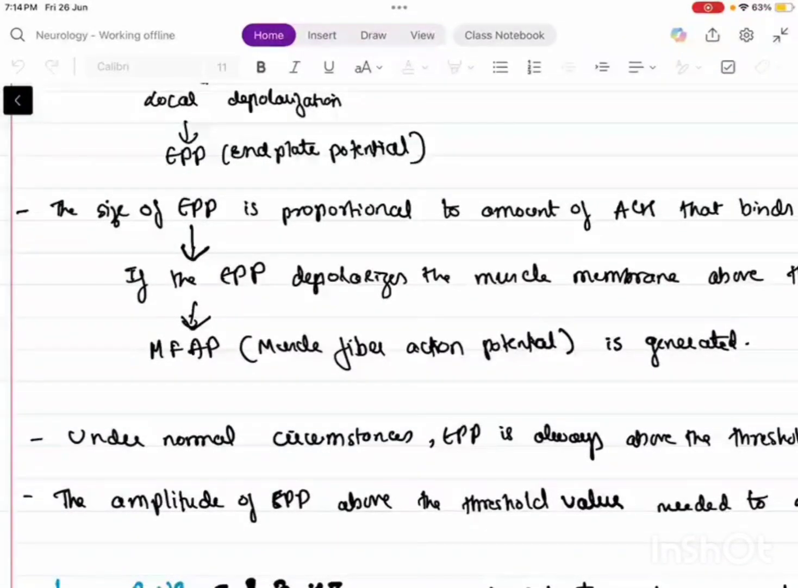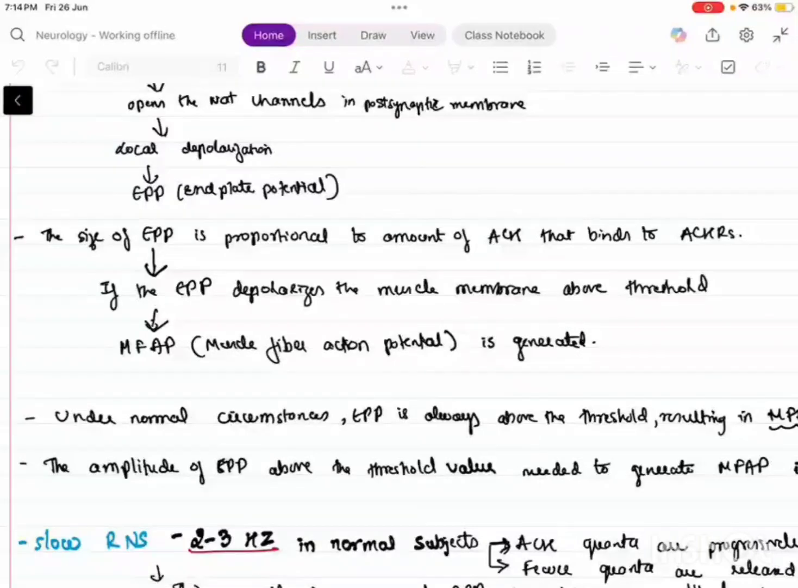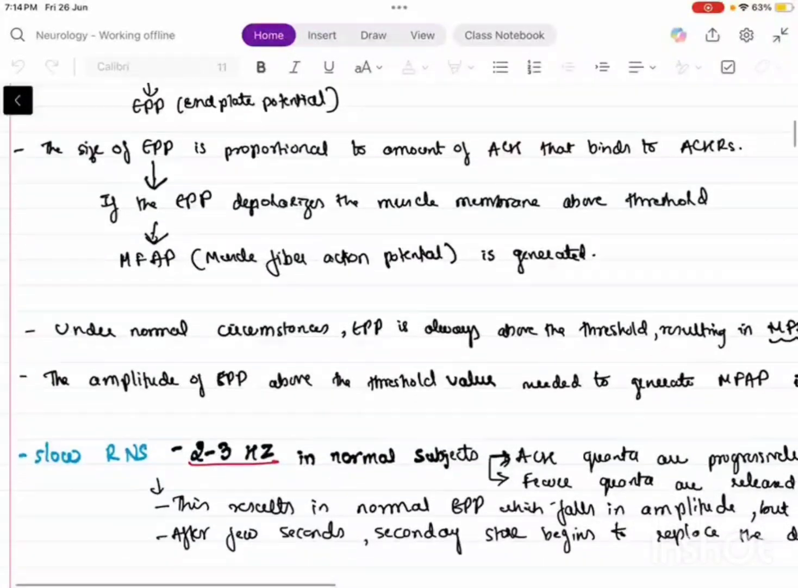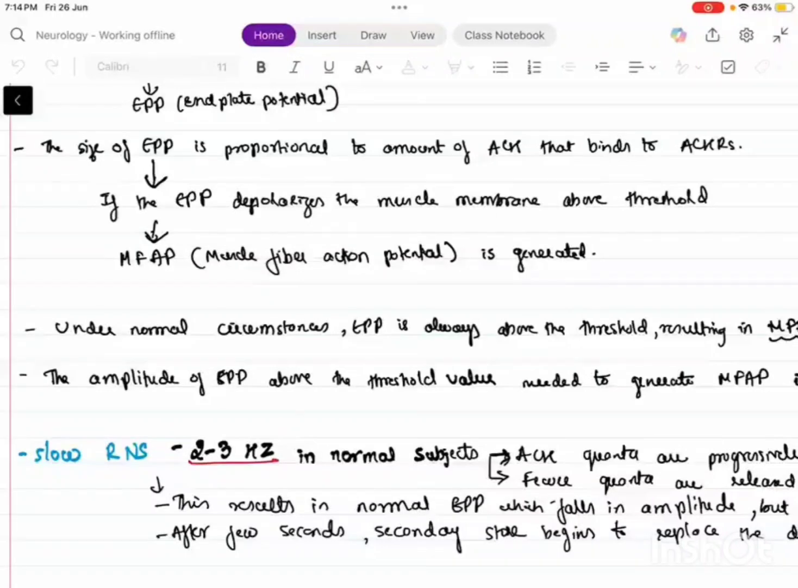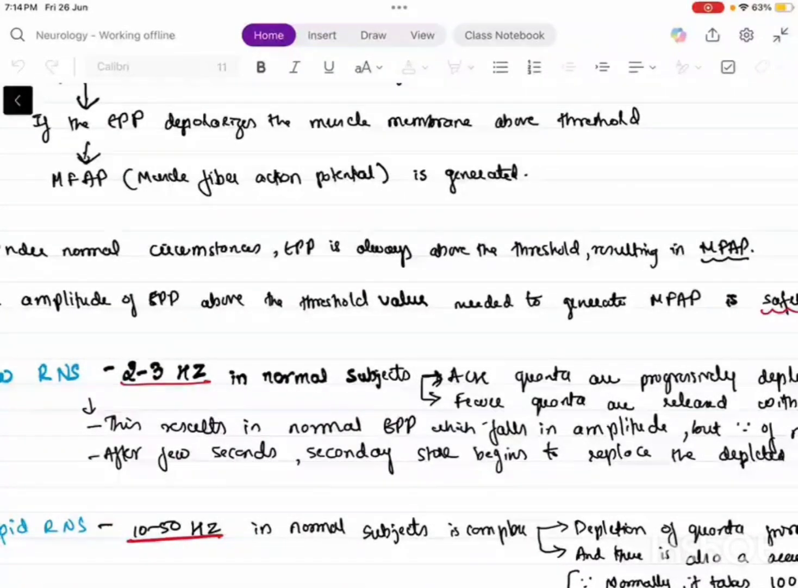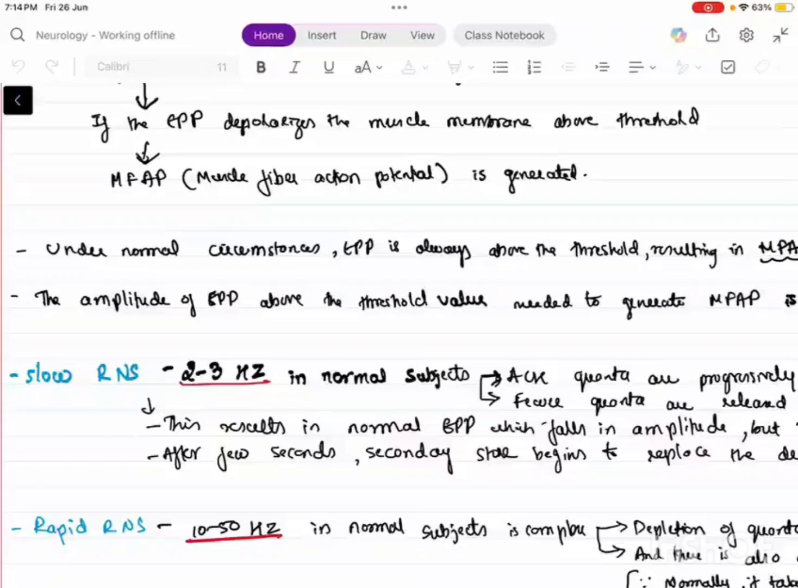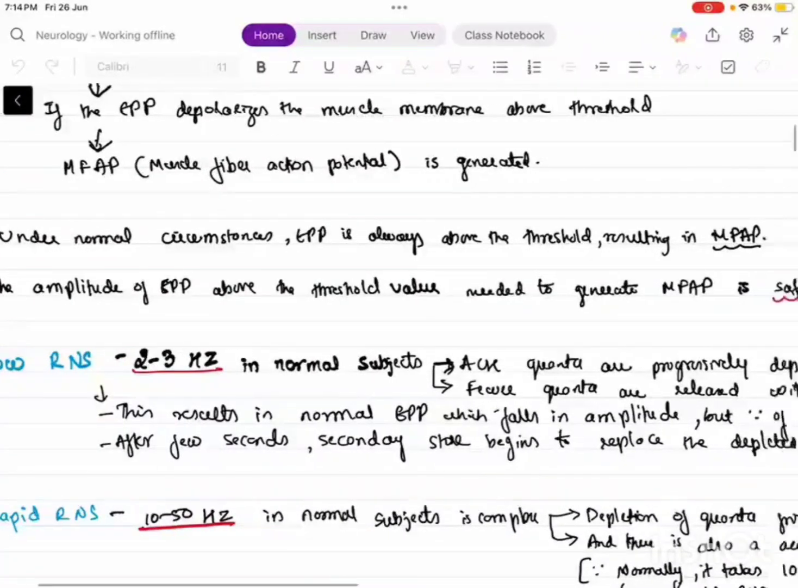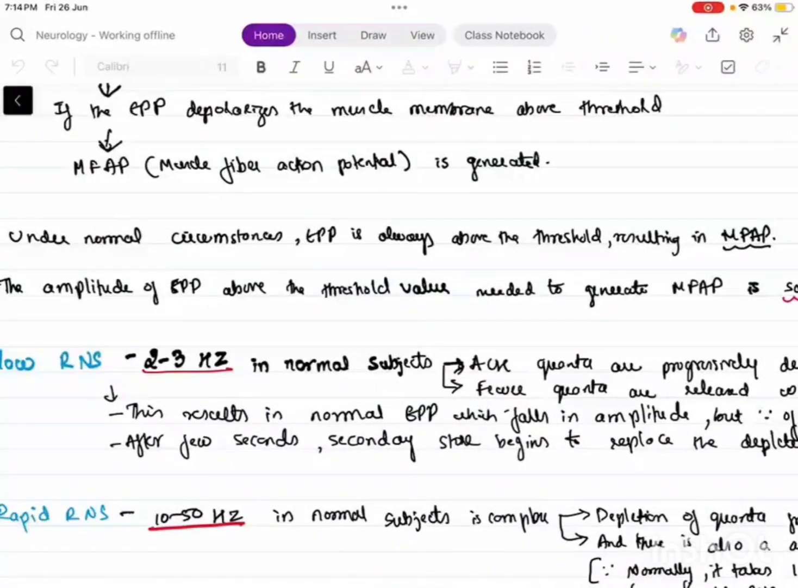The size of the end plate potential is proportional to the amount of acetylcholine that binds to the acetylcholine receptors. If the end plate potential depolarizes the muscle membrane above the threshold, then there occurs the muscle fiber action potential in the muscle. Under normal circumstances, the end plate potential is always above the threshold, resulting in the muscle fiber action potential. The amplitude of the end plate potential above the threshold needed to generate the muscle fiber action potential is the safety factor. Usually in all normal muscles this safety factor is present, so that the end plate potential will always cause the muscle fiber action potential.